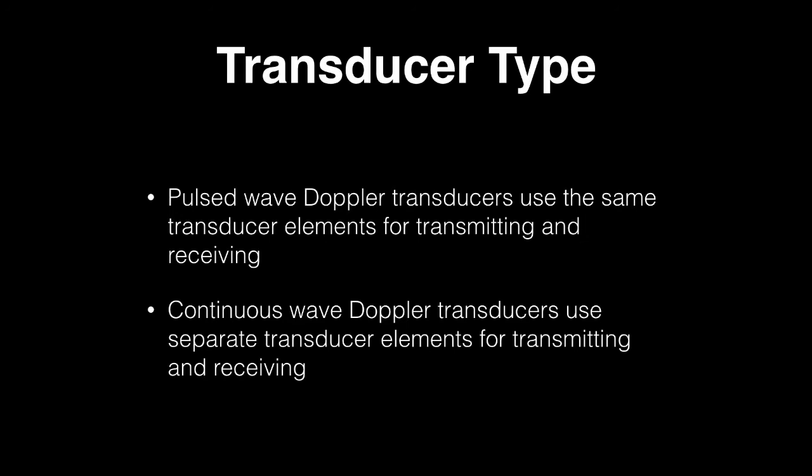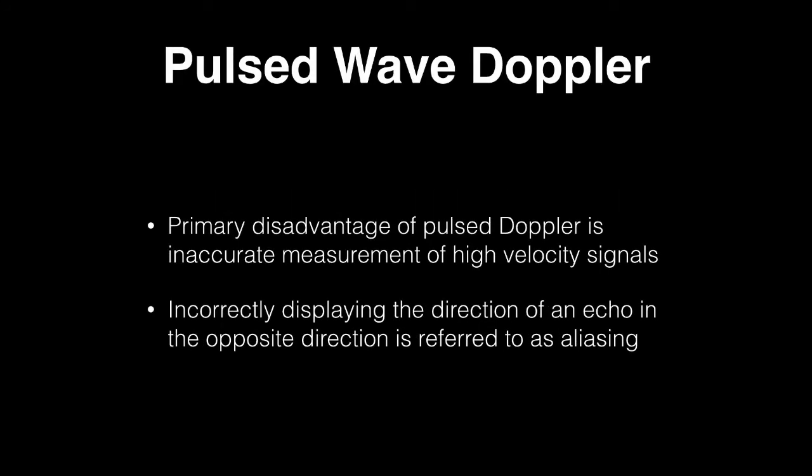In Doppler ultrasound, you can use either pulsed wave Doppler transducers or continuous wave Doppler transducers. Now, for the most part, unless you're doing high velocity interrogations in echo or vascular labs, you're going to be using pulse wave Doppler transducers. And it's important to understand the difference between the two.